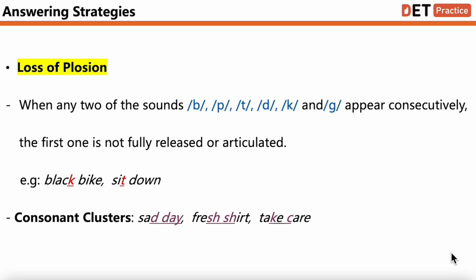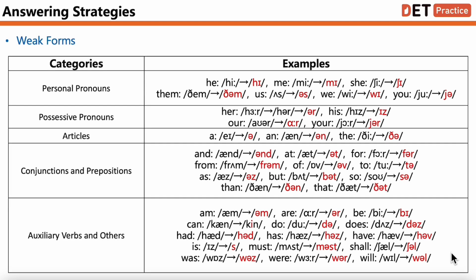Consonant clusters can also occur, as in set day and fresh shirt. Weak forms can be even more complex. Let's look at some examples. The symbols in black represent the full pronunciation, while those in red represent the weak forms. For example, tell us the truth can be reduced in rapid speech.